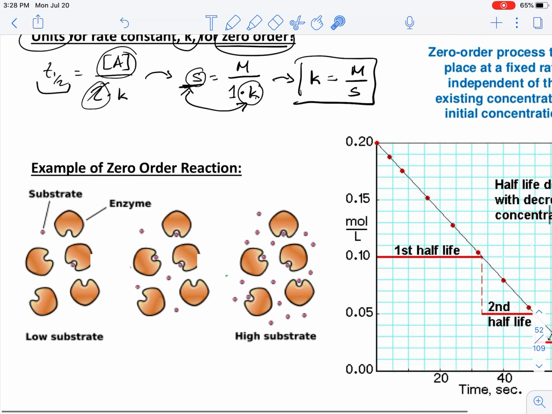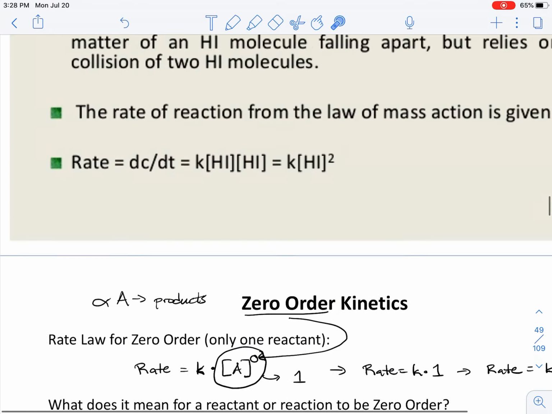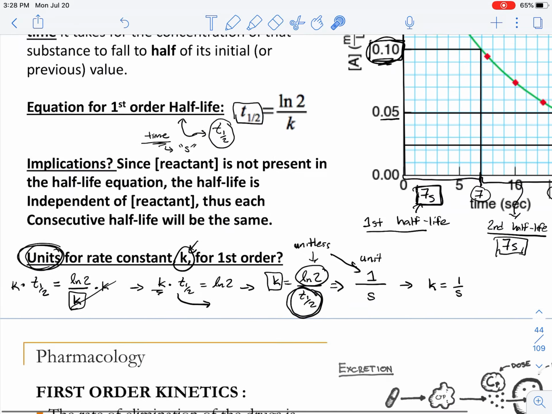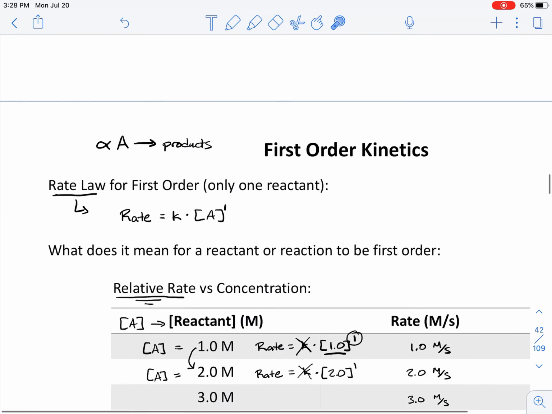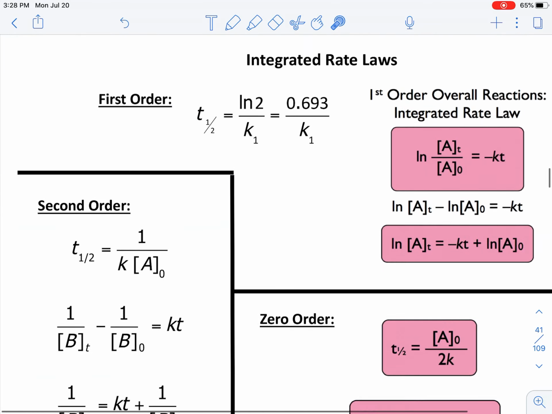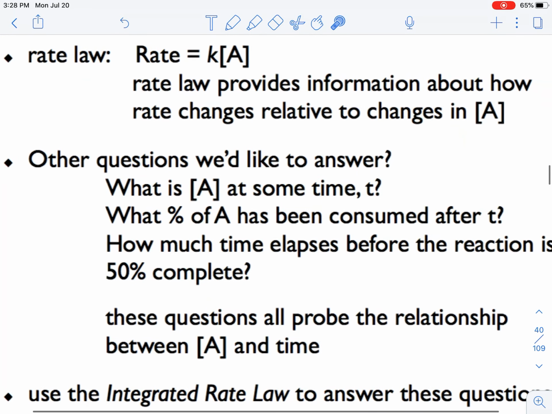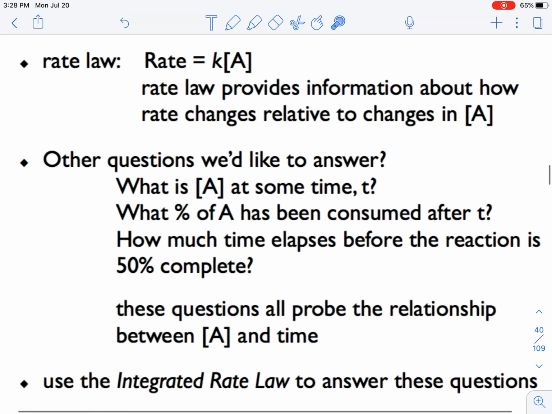All right, so what we're going to do is go back a few slides here. Now that we have covered some basic characteristics of what it means to be first order, second order, and zero order kinetics, we're going to revisit this idea of rate law. And we're going to take a look at what would happen if we integrated the rate laws.